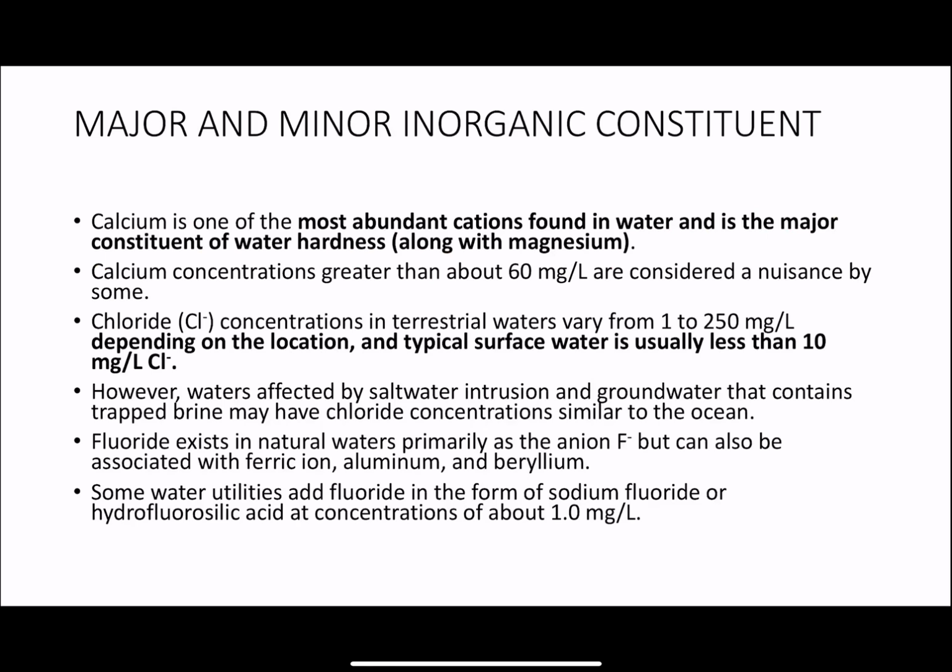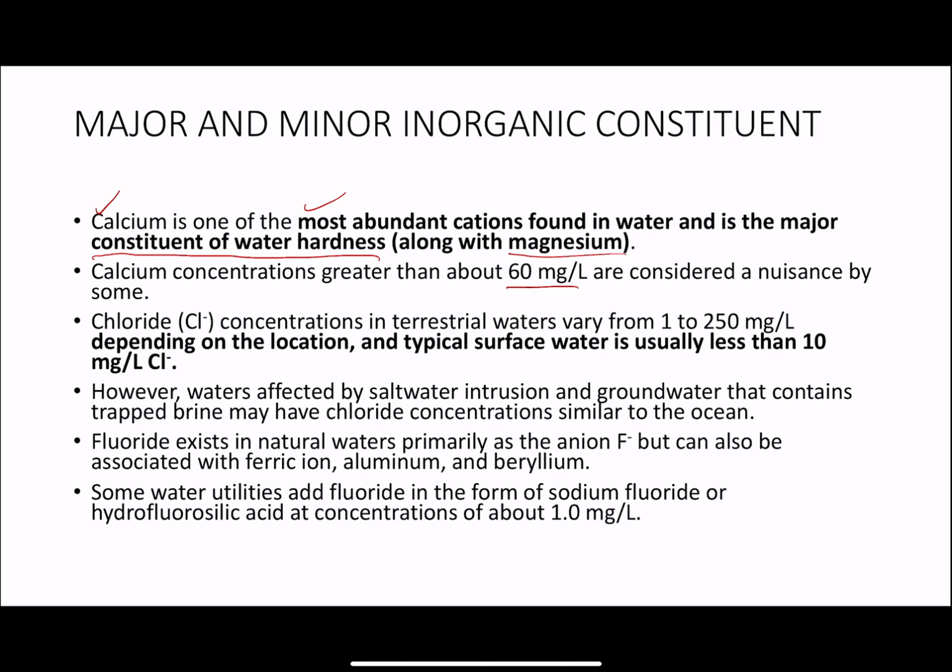So now we'll go through the major and minor inorganic constituents. Calcium is the first one. This is the most abundant cation found in water and is the major constituent for water hardness, along, of course, with magnesium. Calcium greater than 60 milligram per liter is considered not good.